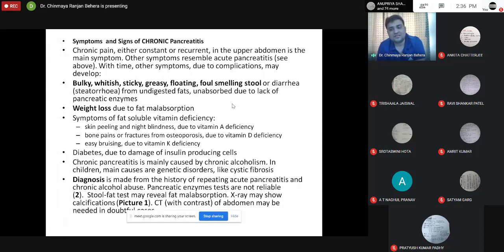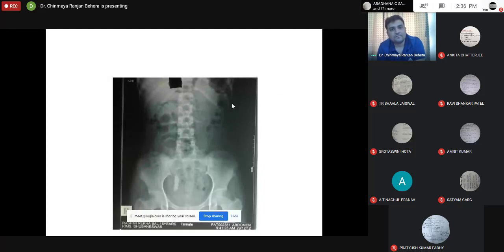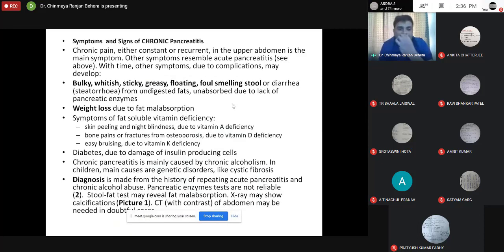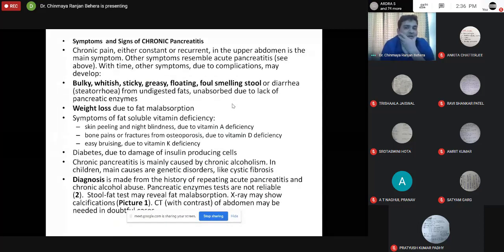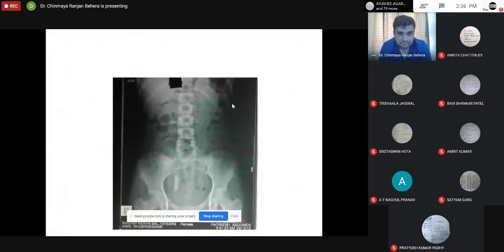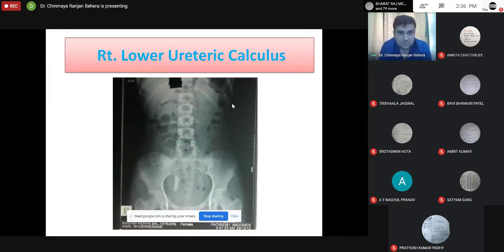And in these cases, the investigation of choice is a CT scan of the abdomen. And what is the treatment? Basically, you should know it is lateral pancreatico-jejunostomy, that is called LPJ.